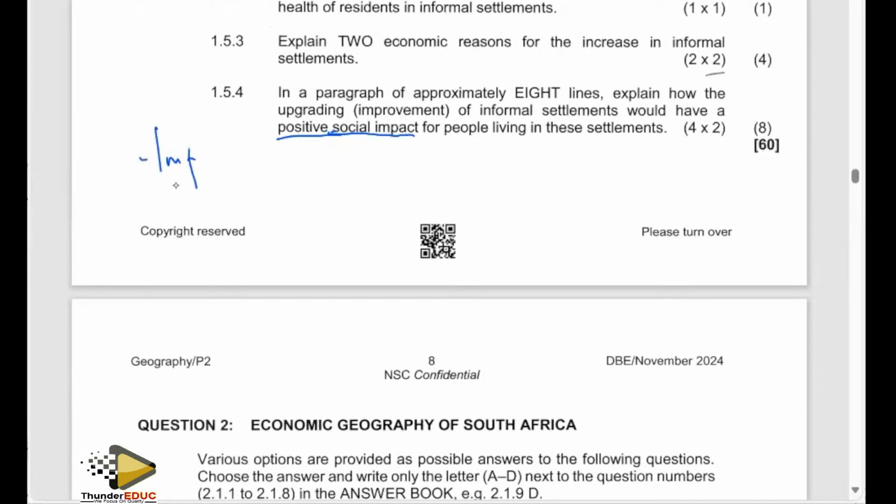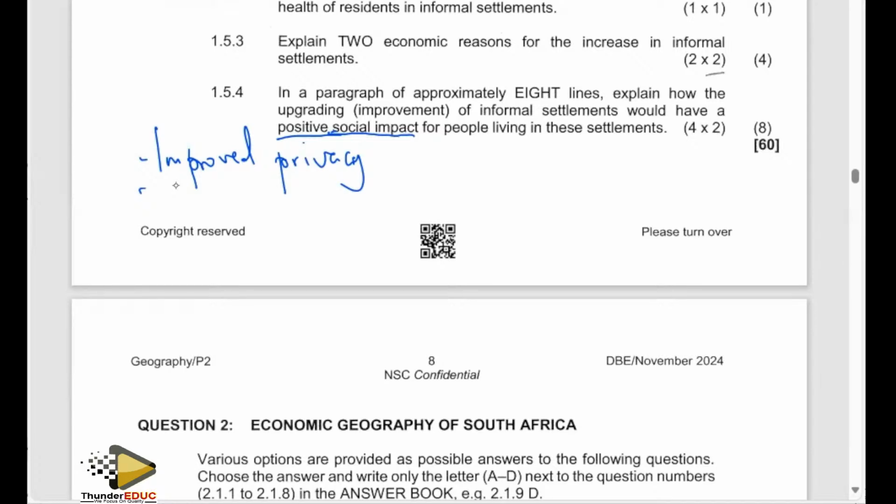We can talk of improved privacy. If the informal settlements are upgraded, it means now people are staying in some form of decent structures where they have their own privacy, where they can discuss their own personal issues without the neighbor hearing. So we have privacy improved for the people in that particular settlement.